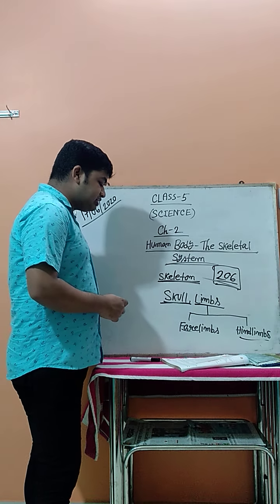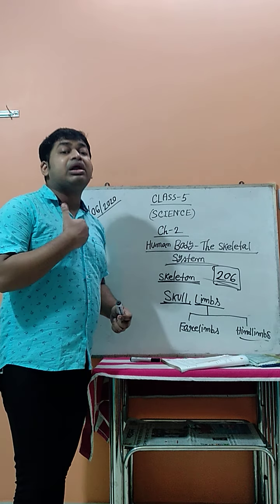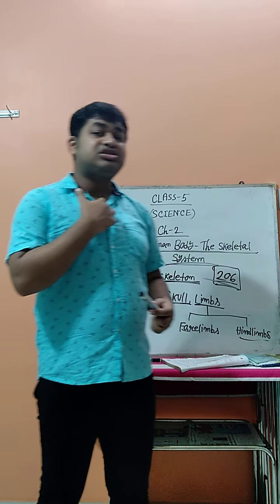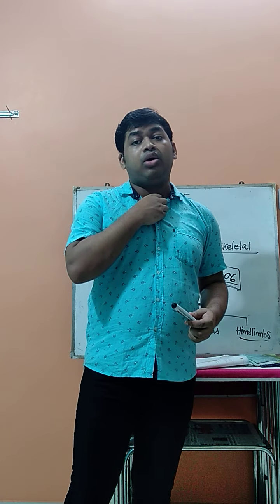And the fourth part is the rib cage. The rib cage protects our heart. It is a cage-type structure that protects our heart from external attacks.